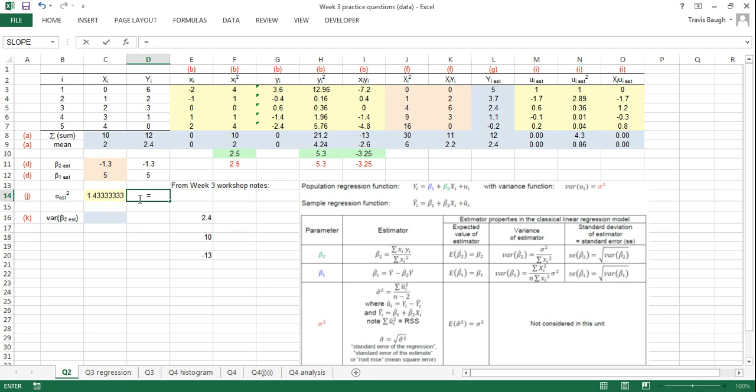I just want to check. I can check this against an Excel function. I'm going to take its square root, and that gets me the standard error of the estimate, which is discussed a little down here. It's just the square root of that number. And Excel has a function, STEYX, I'll call it, which wants to know the known y values and the known x values.